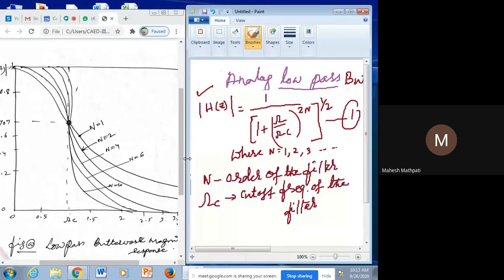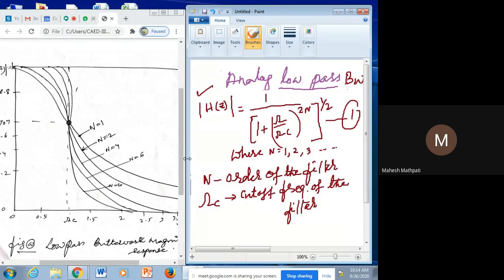And also, you just write: figure A shows the magnitude frequency response of the Butterworth filter.